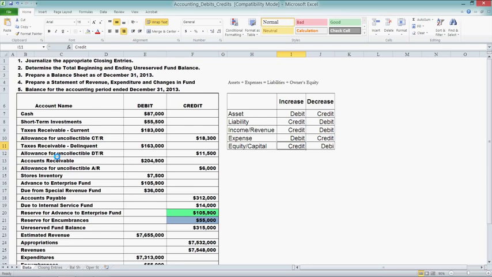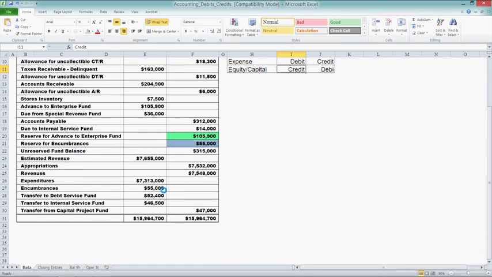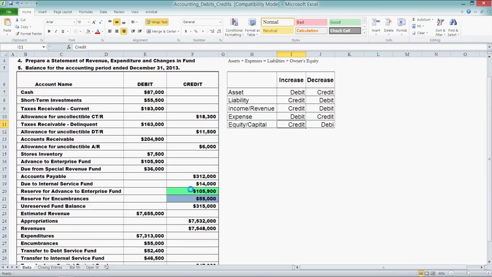And you can see here the different numbers. I'm not going to go through them in great detail, but just notice these two numbers, one highlighted in green, the other in blue. We have reserve for advance to enterprise fund and reserve for encumbrances. So basically, encumbrances, you can think of them as expenditures at a future date. We're encumbered with an obligation, so we owe money to someone at a future date.